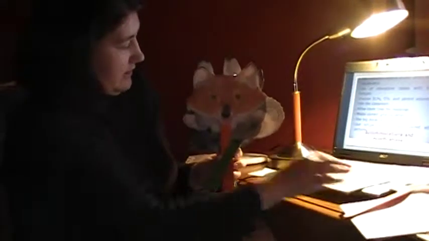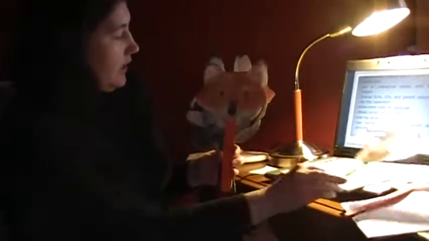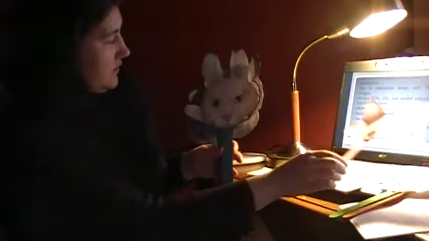So we use the following props with our children. As you see, there is a mouse, a hedgehog, a fox, and here is a rabbit, an owl, badger, and there is a mole, a bear. These are the characters that children encounter in their story. And we also have a white mitten.